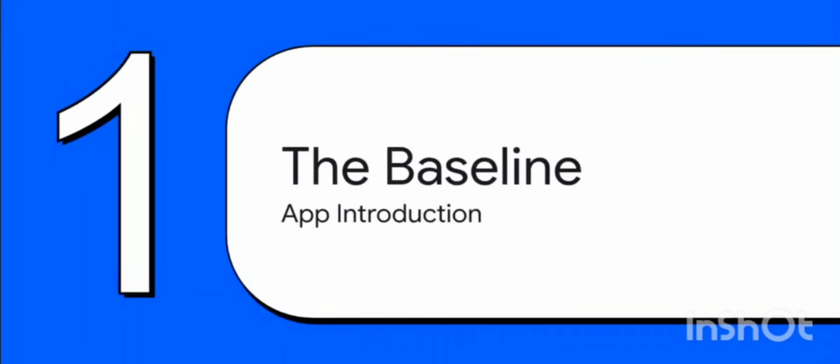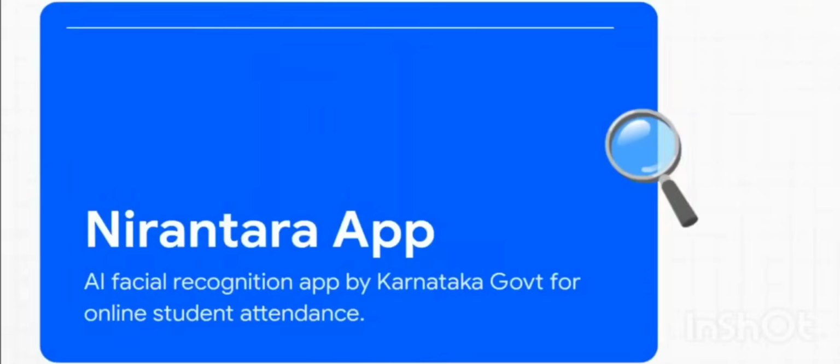Let's establish exactly what this tool is meant to do. At its core, the Nirantara app is the Karnataka government's brand new AI-powered facial recognition application, and it is designed specifically for logging student attendance online. Now, I know whenever we hear the phrase artificial intelligence, it can sound super intimidating. But the whole goal here is actually to use AI to simplify your daily routine, not complicate it. Instead of standing there manually calling out roll numbers every single morning and tallying them all up by hand, this tech does the heavy administrative lifting by recognizing your students' faces instantly.